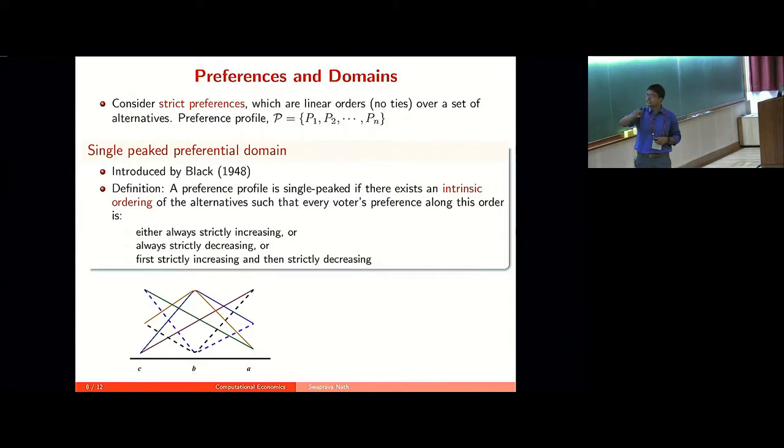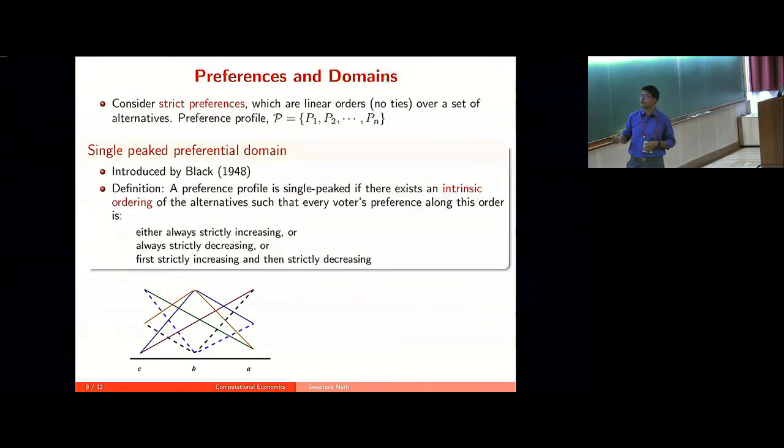So suppose there exists an intrinsic ordering of all the alternatives. So CBA is left to right for all of us. So think about this as the temperature of the room. For everyone, on the temperature scale, 25 is more than 24 for all of us. And we all have a sweet spot, a temperature that we like the most. Anything hotter or colder will be worse for us. And that is exactly what is represented by a single peak preference.